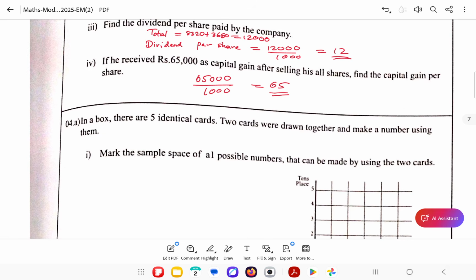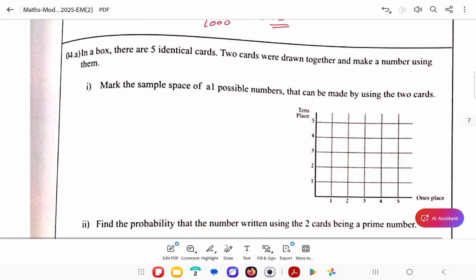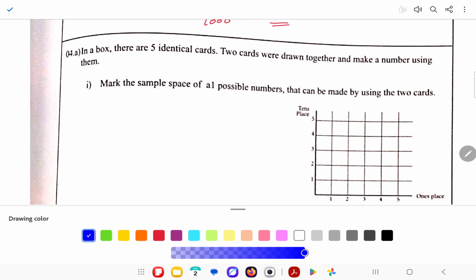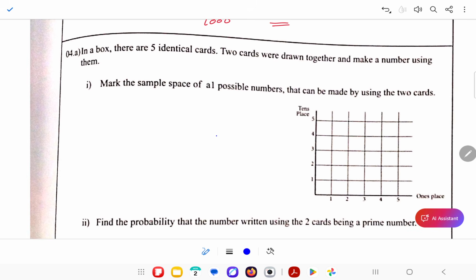Right. Then let's look at the next question. Number 4. In a box there are 5 identical cards. 2 cards were drawn together and make a number using them. Make the sample space of all possible numbers that can be made by using the 2 cards.